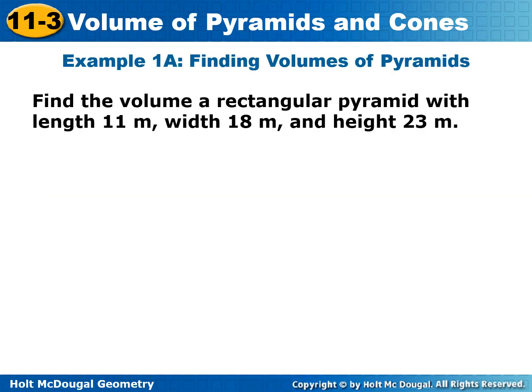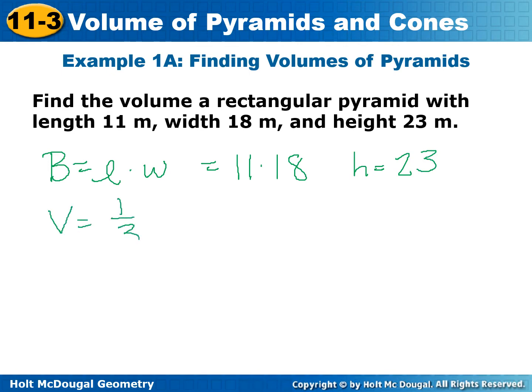So here we're going to find the volume of a rectangular pyramid, and it has the length, the width, and the height given to us. Now the base will be the length times the width. So that's going to be 11 times 18. And then the height is 23. So the volume is going to be 1/3 of the base, which is 11 times 13, multiplied by the height, which is 23.